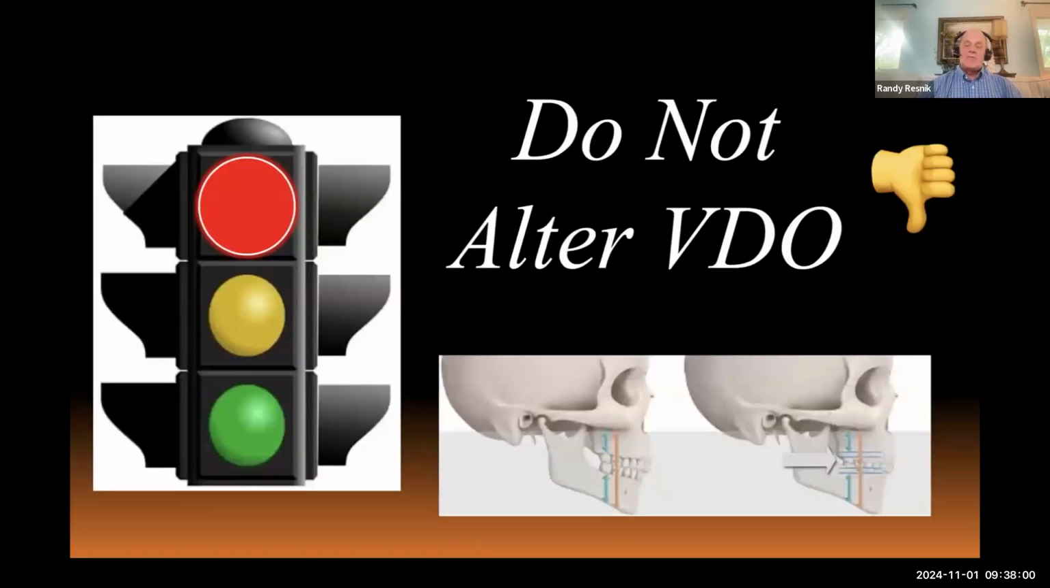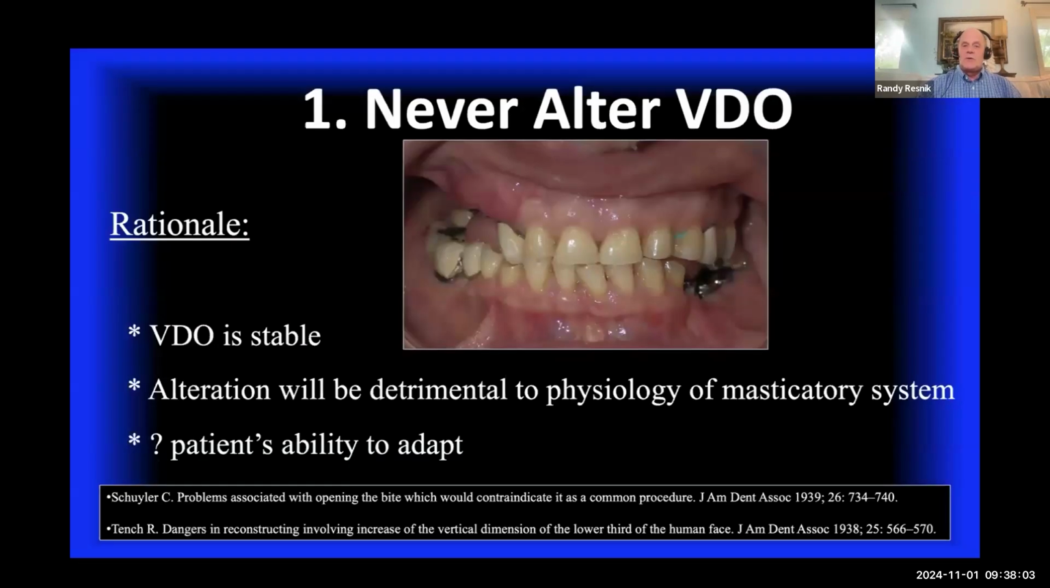So let's first look at the first school of thought. You never alter a vertical dimension. What is the rationale? It is believed that vertical dimensional occlusion, with some articles out there, show that it never changes over time. Patients just basically adapt to it. And if you alter that stable position, it's detrimental to the physiology of the masticatory system. So basically, it throws everything into chaos. And this adaptability of patients comes into question. So there's many in the literature who say never to alter it.